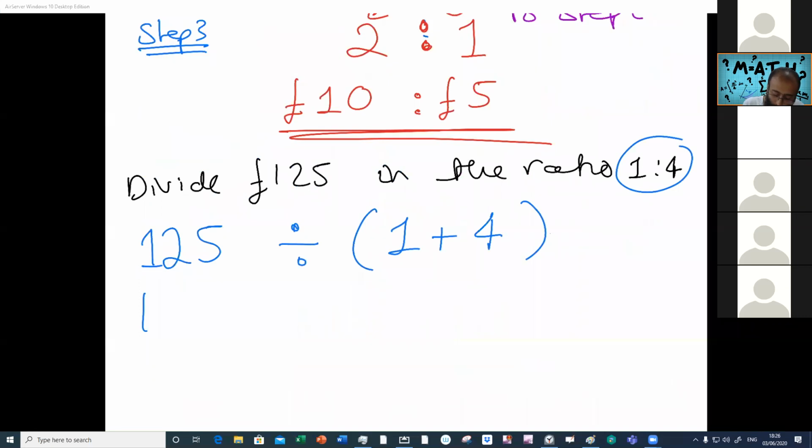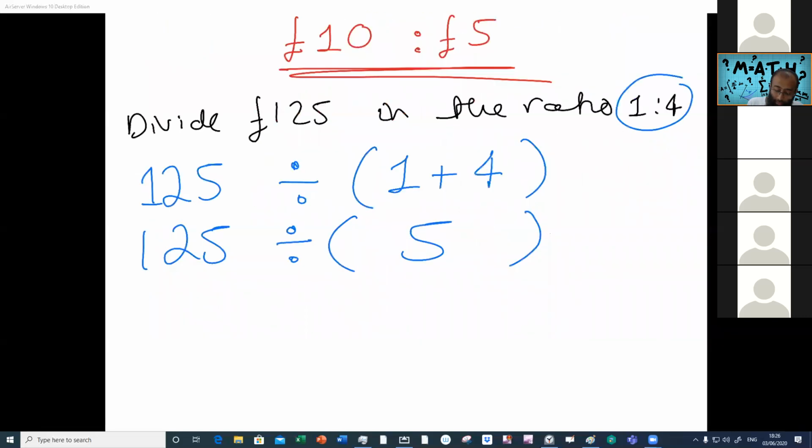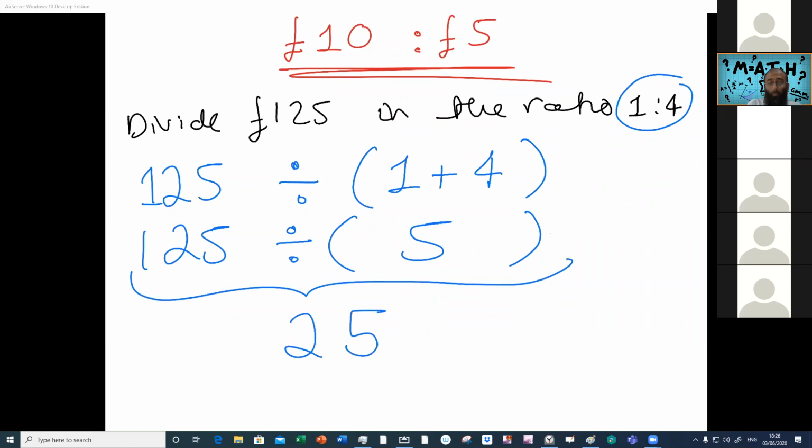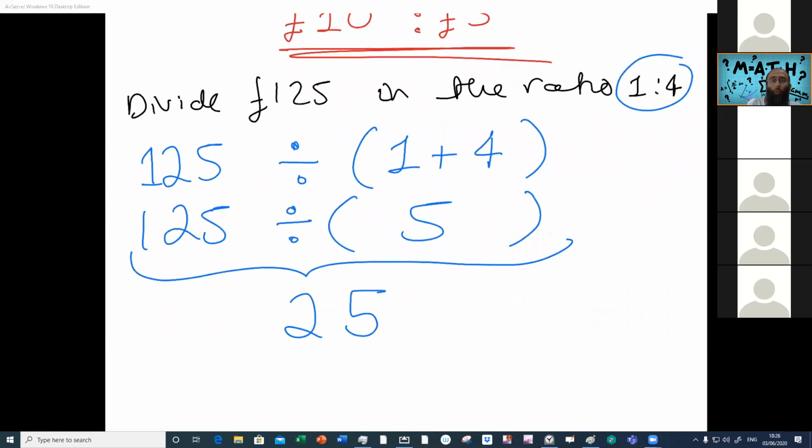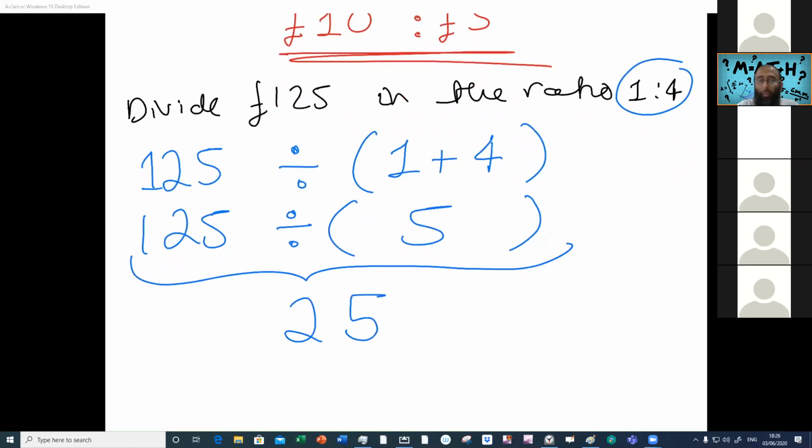So you've got 125, and we are dividing it by the ratio total of 5. What's the answer? Is it 25? Well done. That's lovely, Ibrahim. So the answer is 25. So now we've divided it by the ratio. That's what they want us to do.